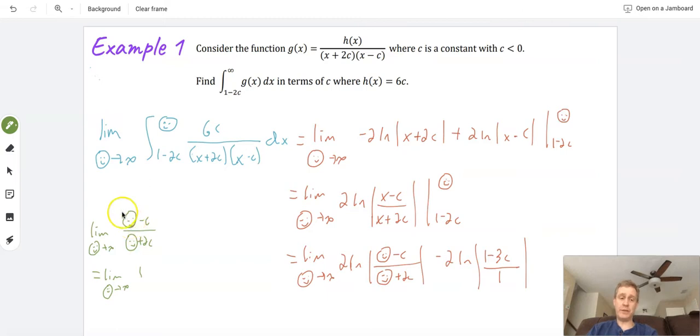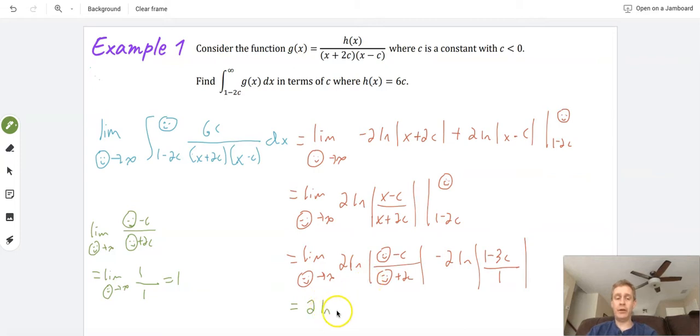And the derivative of Mr. Smiley Face would be 1. And in the denominator, we would also get just 1, because the derivative of Mr. Smiley Face is just 1, and the derivative of 2c is 0. And so now we have this expression 1 over 1, and as Mr. Smiley Face rises off to infinity, this is just going to stay put at 1 over 1, which is just equal to 1.